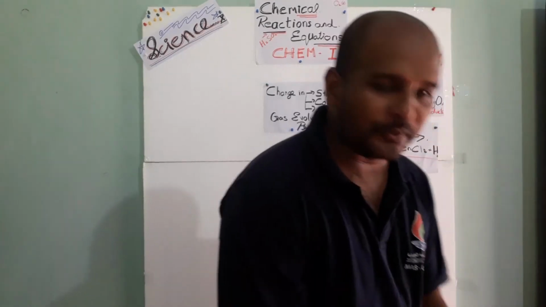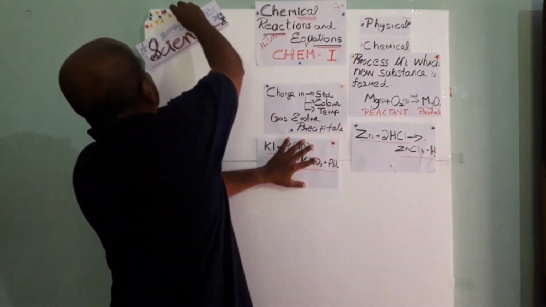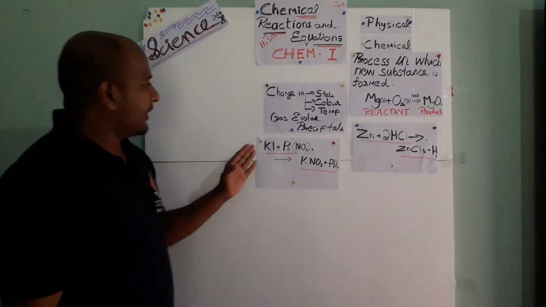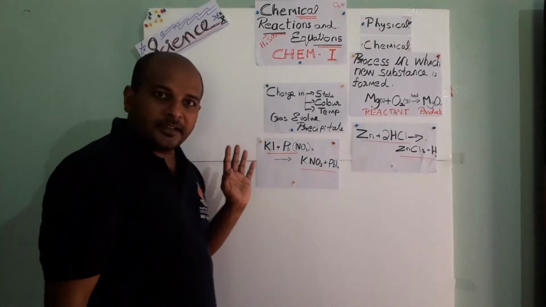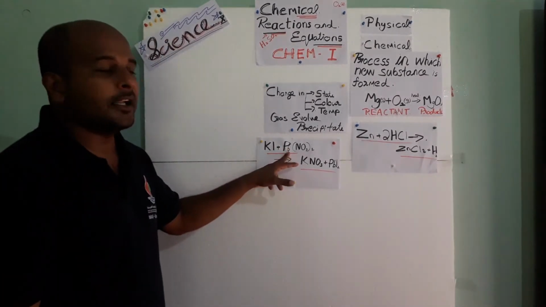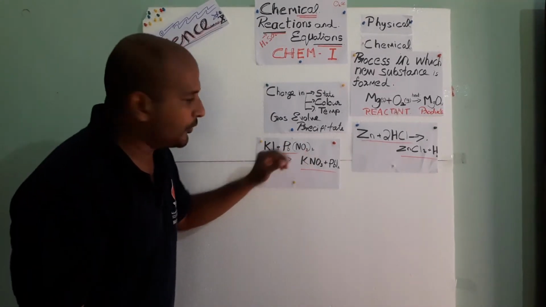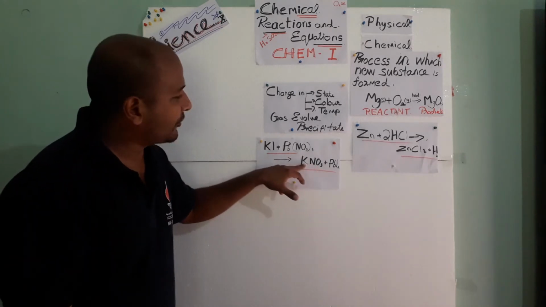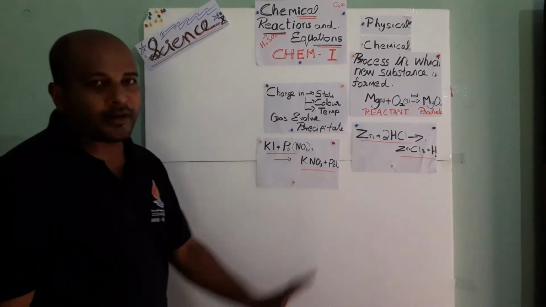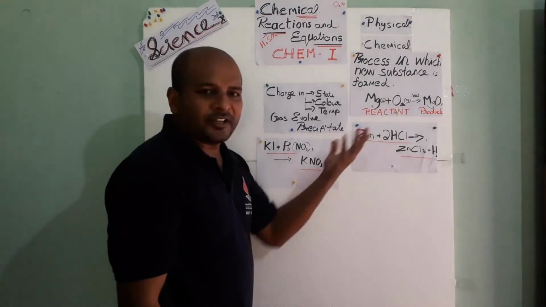One more equation I will show. Try to make it as a sentence. Here it is. Come on. Let's try. KI, potassium iodide, plus Pb(NO3)2, lead nitrate. Potassium iodide reacts with lead nitrate to give KNO3, potassium nitrate, and PbI2, lead iodide. So these are different examples of chemical reactions.